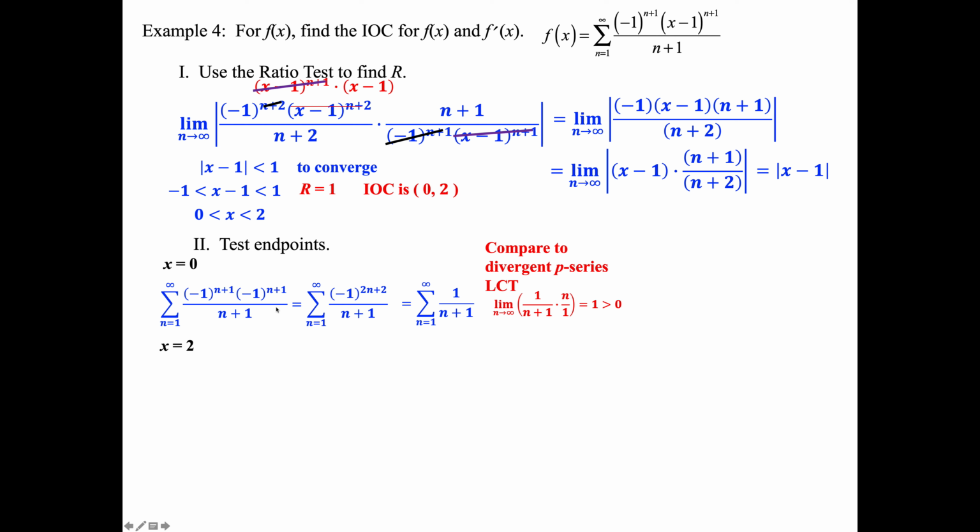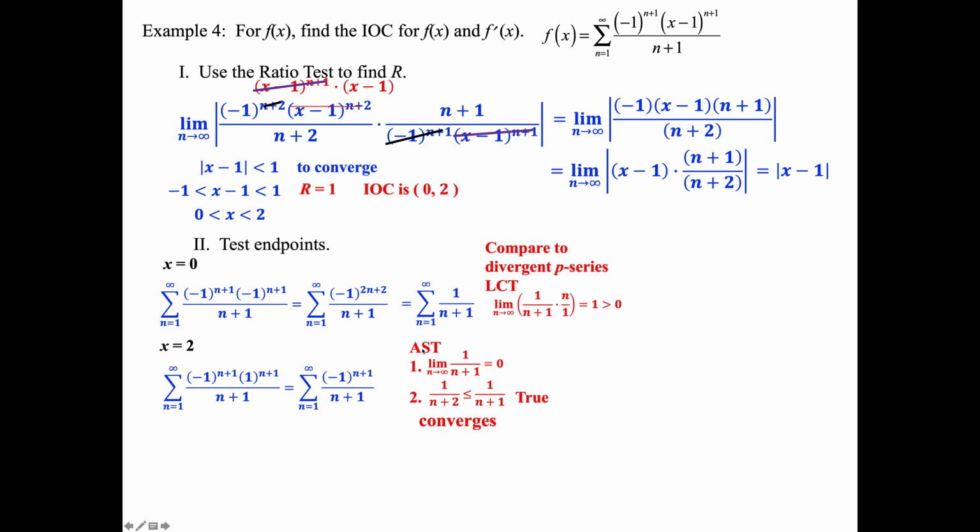We test x equals 2. We put 2 in for x. 2 minus 1 will be 1. So 1 to the n plus 1 power is just going to be 1. So we're just going to be left with a negative 1. So here we use the alternating series test. Drop the negative 1, if you will.